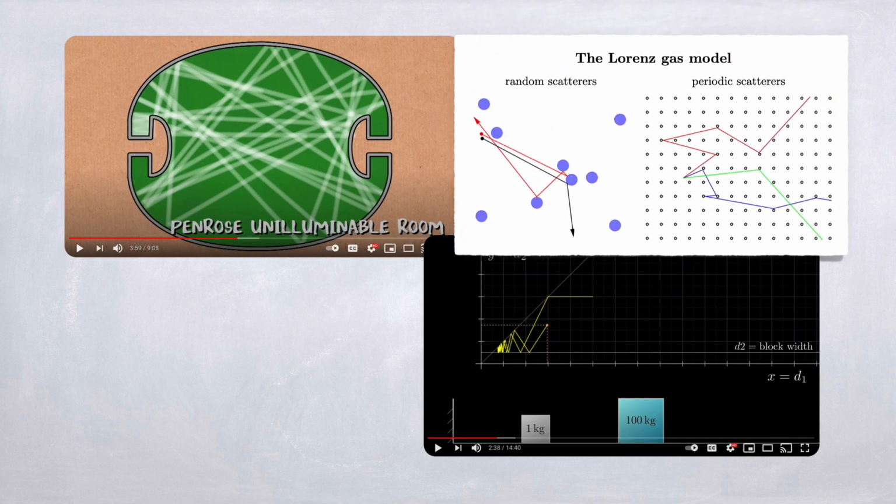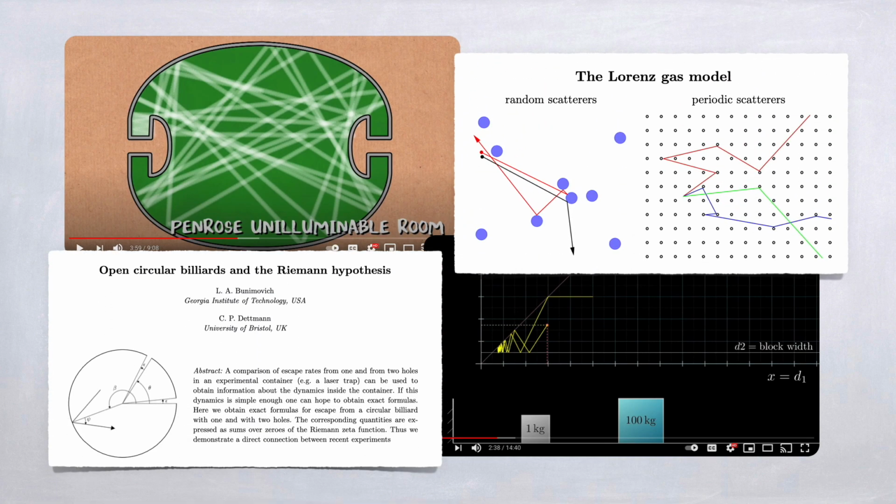The idea of mathematical billiards has featured in videos by Numberphile, 3Blue1Brown, and many others. It also has applications to physics and other areas of pure mathematics.